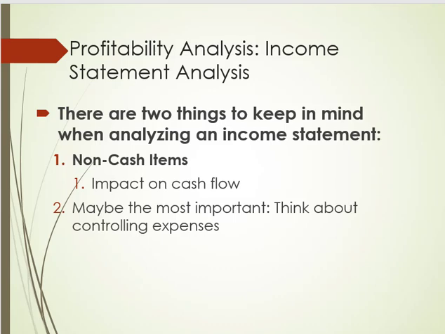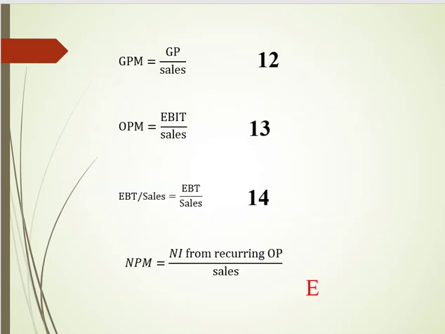Some of these ratios will have a cash flow alternative, a ratio that looks similar, except instead of using maybe operating profit, for instance EBIT, it uses a cash flow number instead of the profit number. And of course, we always want to be thinking about controlling expenses, especially with these items on an income statement. So let's look at the sets of ratios.